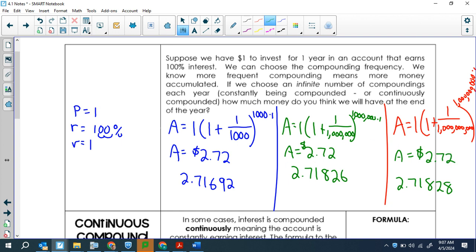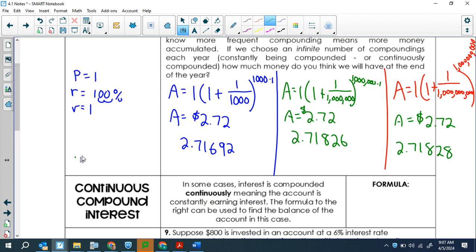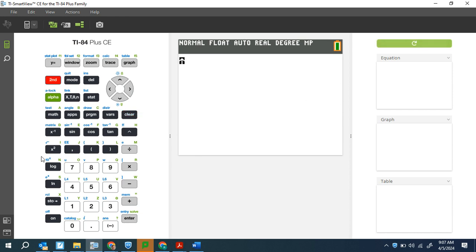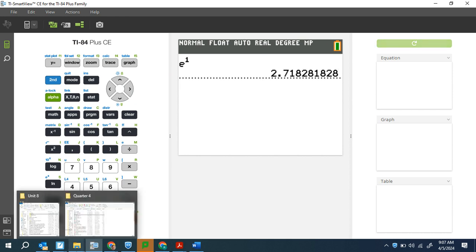So if you compound it an infinite amount of times, are you going to get an infinite amount of money? No. There is a limit to this, and this limit is the letter E. Depending on what class you took before, there is this letter E we're going to use in this formula. If you go to your calculator, above the ln next to the 4, there's an e to the x. If we press second ln, we see this e in our calculator, and if we press a 1 there, e to the first, look at that, 2.71828. Those are the numbers we were just getting, right?